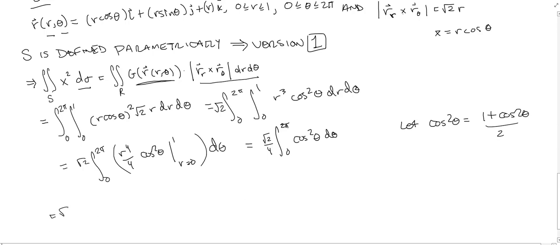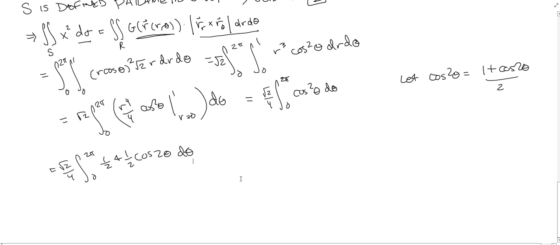So that would give us the following: square root 2 over 4, integral from 0 to 2 pi, of 1/2 plus 1/2 cosine 2 theta d theta. All right, and then we can separate this into two integrals, and then we're almost done here. So square root 2 over 4 times the integral of 1/2 d theta, plus square root 2 over 4 times, let's just bring out that 1/2, integral from 0 to 2 pi.